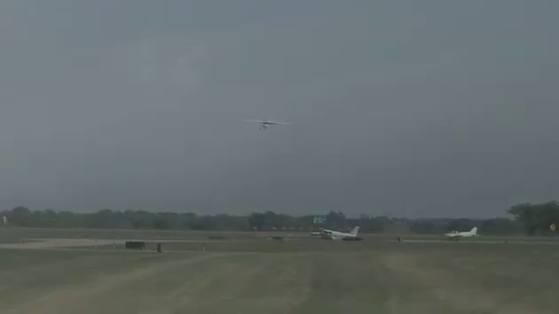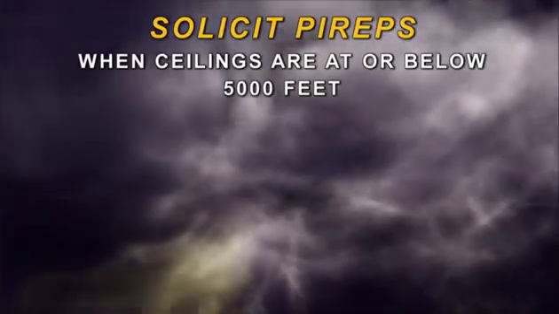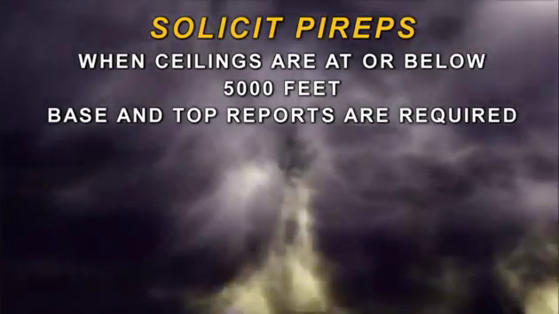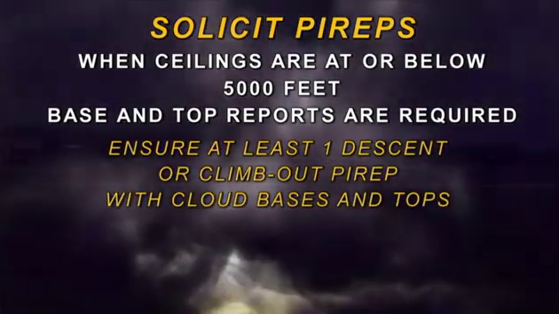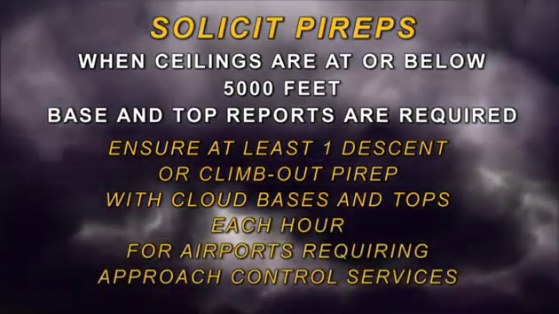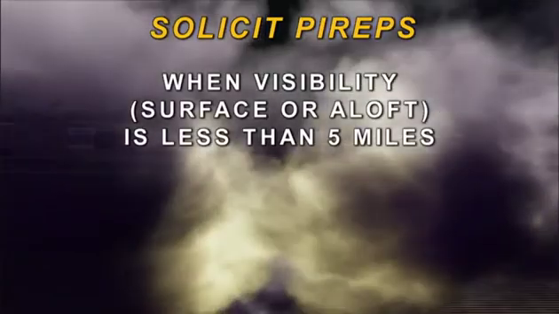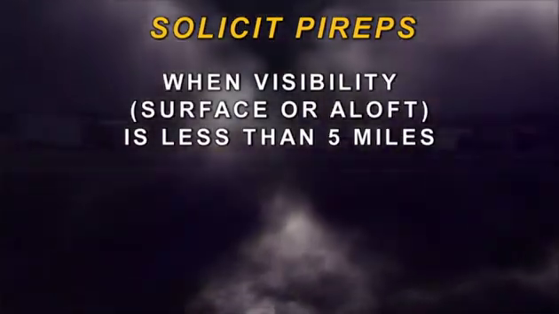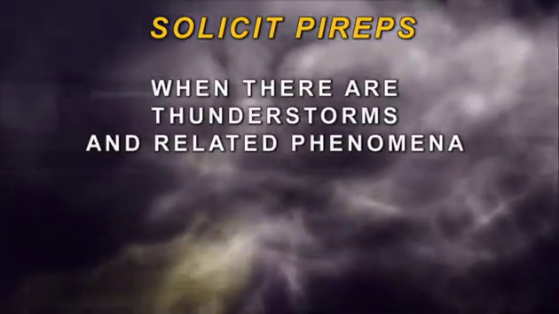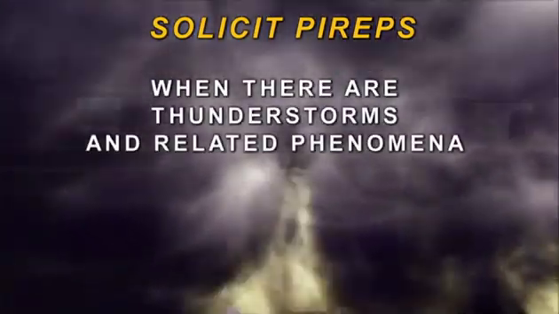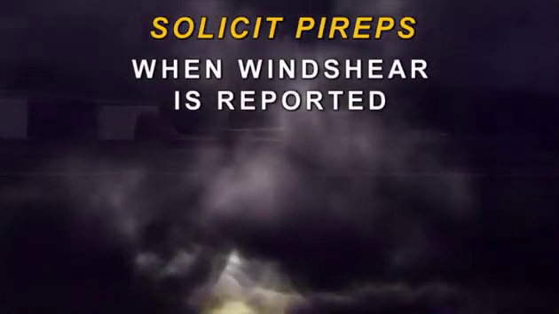Solicit PIREPs when the following conditions exist or are forecast to exist: when ceilings are at or below 5,000 feet, ensure at least one descent or climb-out PIREP with cloud bases and tops each hour for airports requiring approach control services. When visibility, surface or aloft, is less than 5 miles, when turbulence is of a moderate degree or greater, when there are thunderstorms and related phenomena, when icing is of a light degree or greater, when wind shear is reported.